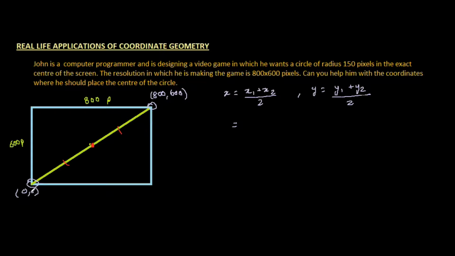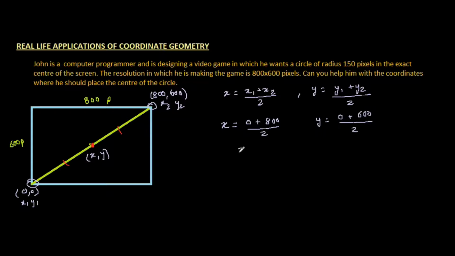So this is your x1, your y1, x2 and y2, and this is the point for which you need the coordinates x comma y. X1 is 0, x2 is 800 over 2, that should be the x coordinate of the point, and y coordinate should be y1 is 0 plus y2 is 600 over 2.